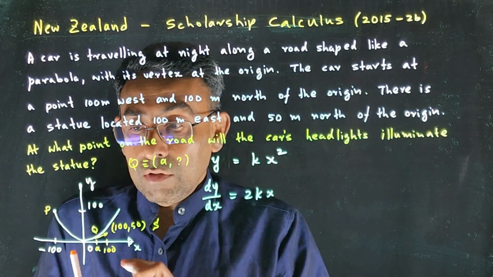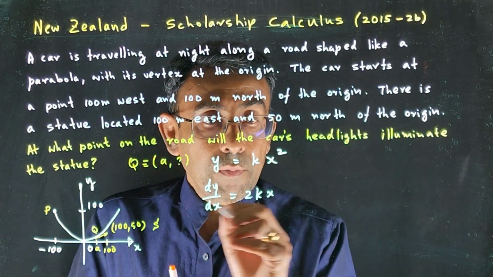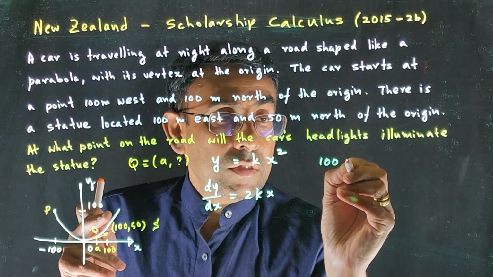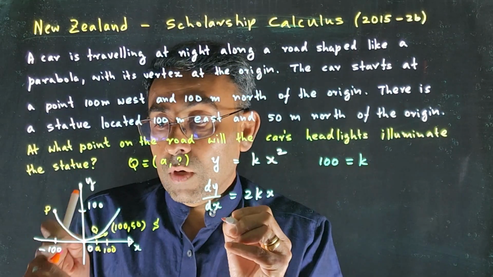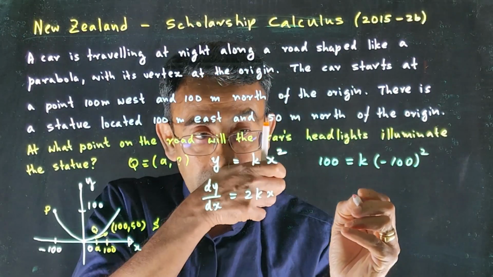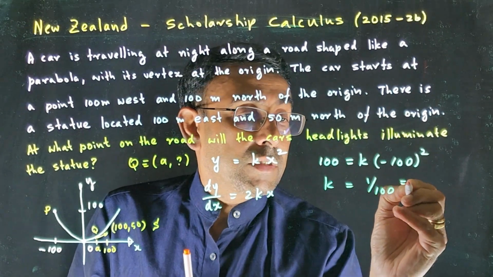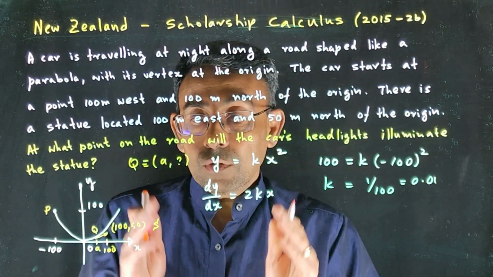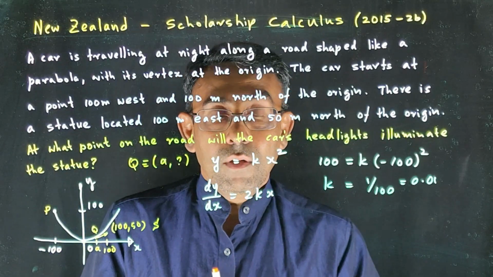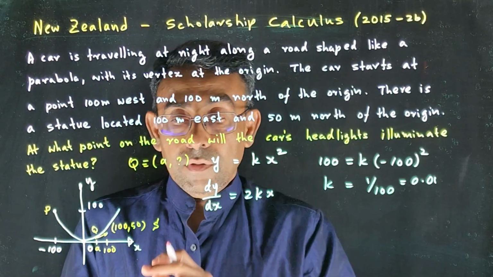We also know the point (-100, 100) is on the parabola. That means y is 100, which equals k times (-100) squared, which gives the value of k as 1 over 100, which is 0.01. So we know the constant k of the parabola is now 0.01, and also we know the gradient at the point here.